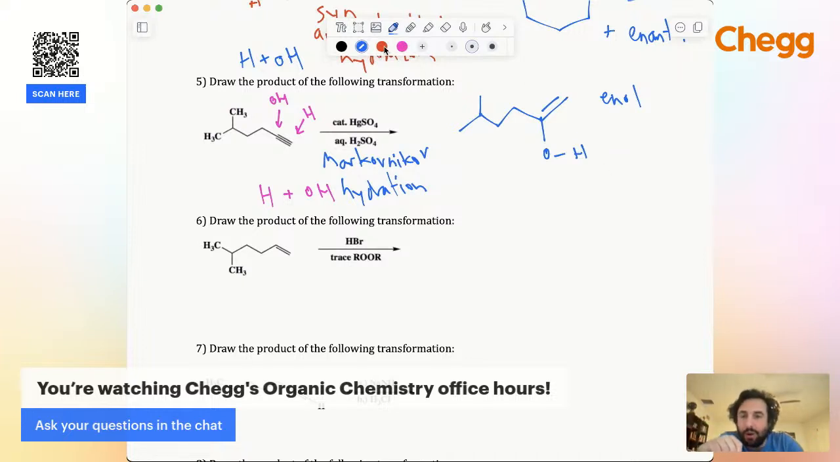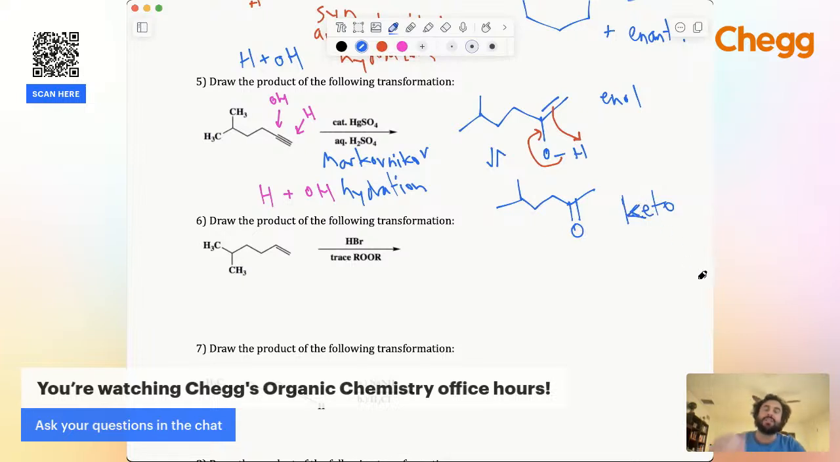But here we're going to do this. This pi bond is going to grab that proton, and then this is going to snap shut and make the carbonyl. And so the keto tautomer is going to be preferred thermodynamically. And actually, let me erase this, because this is an equilibrium. But this is preferred. The keto tautomer is preferred, and that's for reasons of thermodynamics.